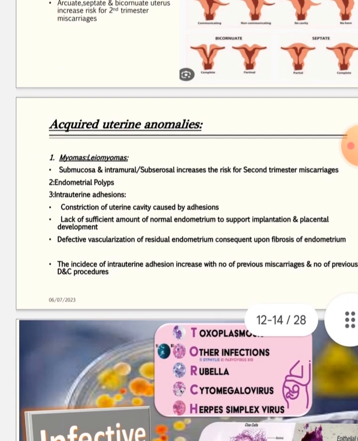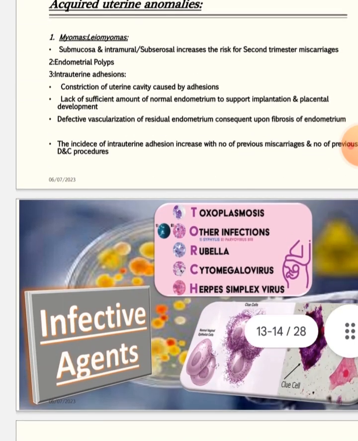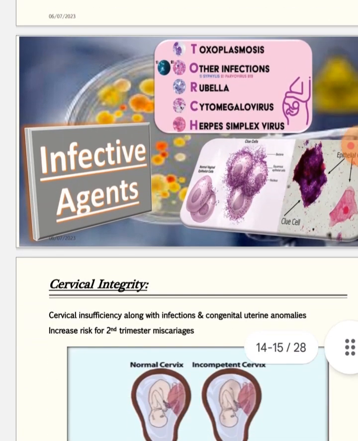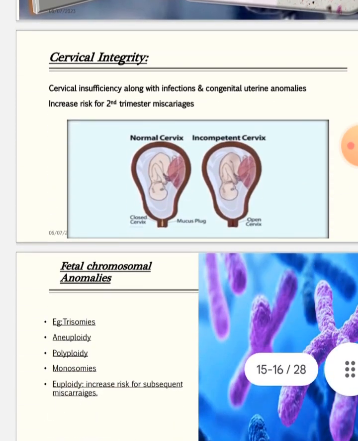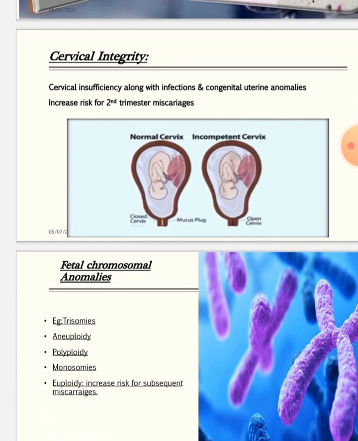What are the infective agents that cause miscarriage? Toxoplasmosis, rubella, cytomegalovirus, and herpes simplex virus. Cervical integrity: cervical insufficiency causes miscarriage, most commonly second trimester miscarriage. Fetal chromosomal anomalies include trisomy, aneuploidy, polyploidy, monosomy, and euploidy.